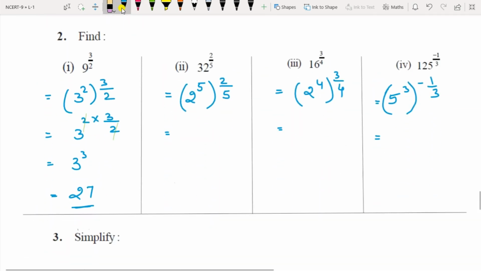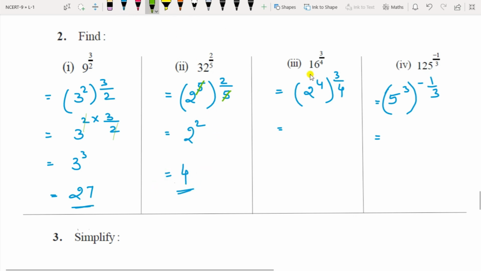Now question 2 is 9 raised to 3 by 2. Now instead of 1 here, there are other numbers. Similarly 9 means 3 square, 2 will get cancelled. So 3 raised to 3 is remaining. 3 raised to 3 means 3 into 3 into 3 is 27. So similarly in this case 5 will get cancelled here. So the remaining is 2 square. 2 square means 4 is the answer here.